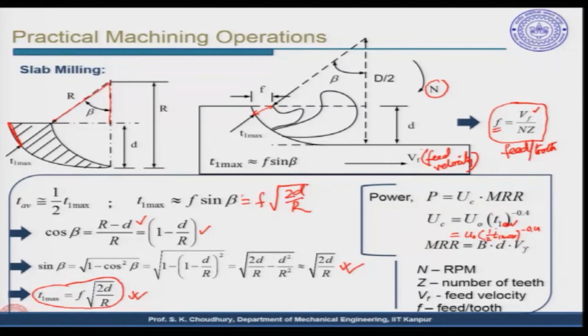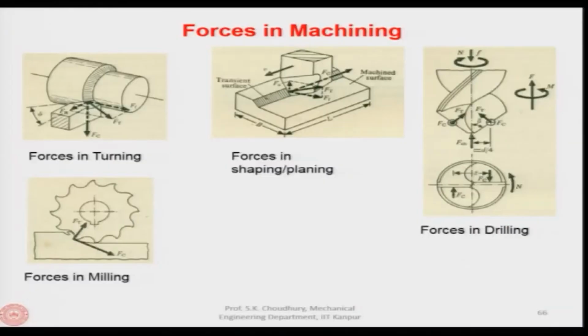Material removal rate is the same, that is the area into the velocity. This B into D is the area, and the velocity is the Vf, which is the feed velocity, as shown here. So, the concept in all these things remains the same: the product of the UC and the MRR gives us the power, and the product of the area and the velocity gives us the MRR, all right. Okay. Now, in the next topic we will be discussing the forces in machining.